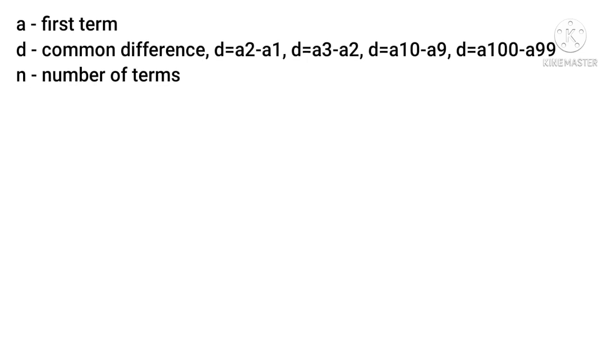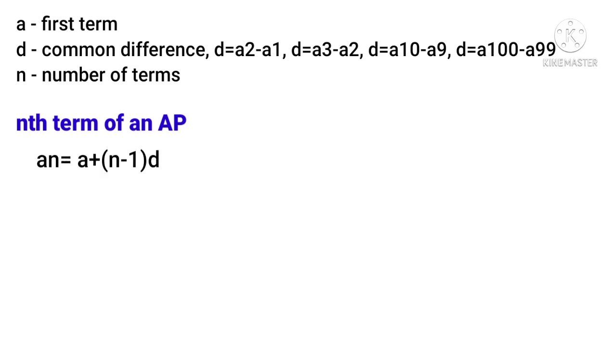N is the number of terms in an AP. The nth term of an AP is given as An is equal to A plus (n minus 1) into D. As already discussed, A is the first term, N is the number of terms, D is the common difference. An is the last term or else the nth term.